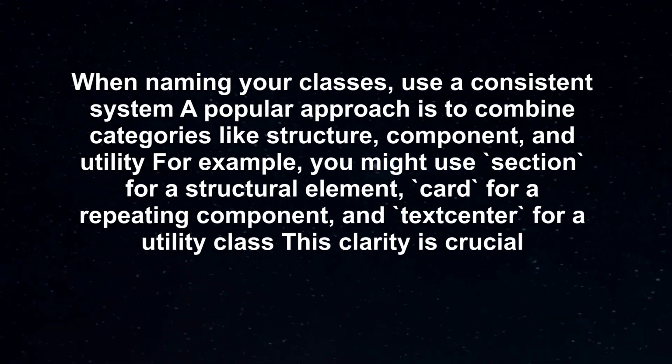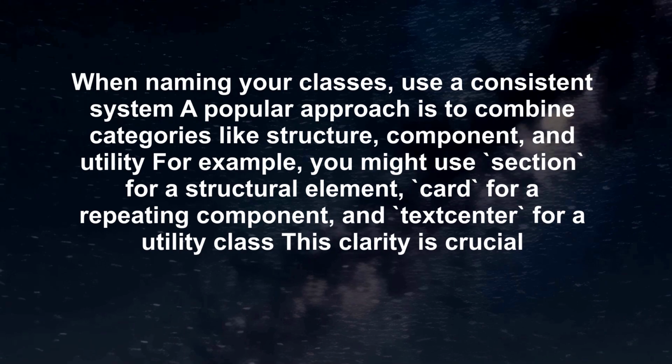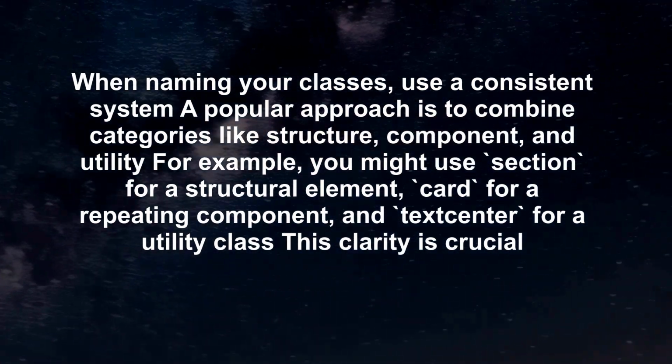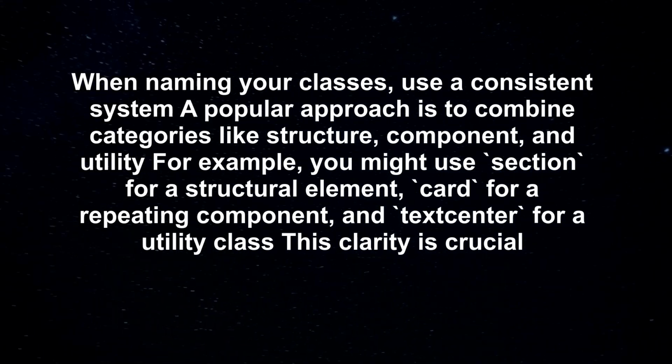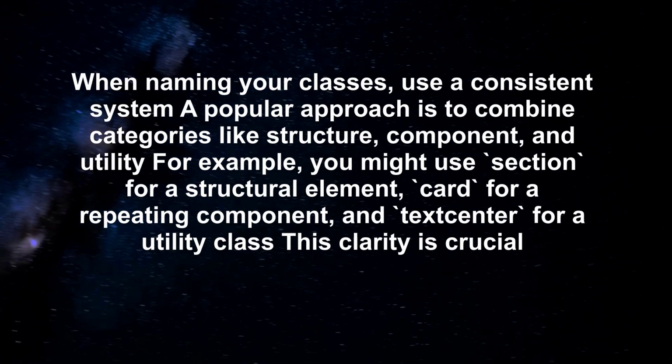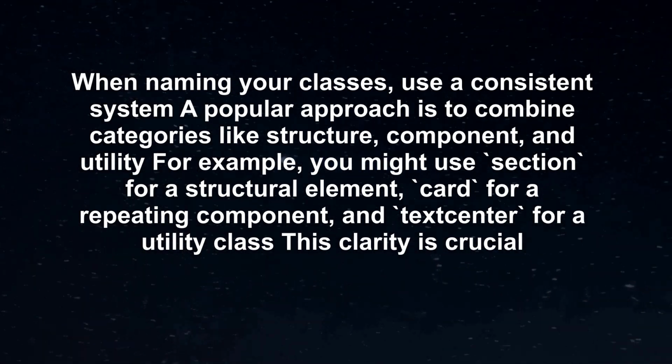When naming your classes, use a consistent system. A popular approach is to combine categories like structure, component, and utility. For example, you might use section for a structural element, card for a repeating component, and text center for a utility class. This clarity is crucial.